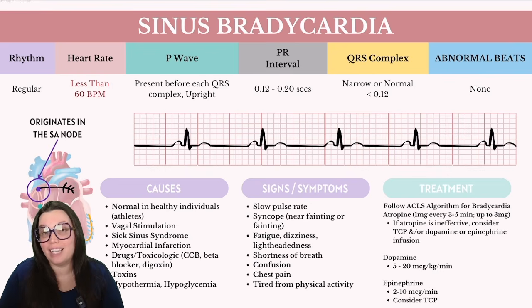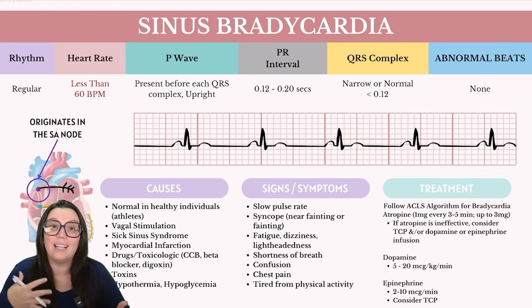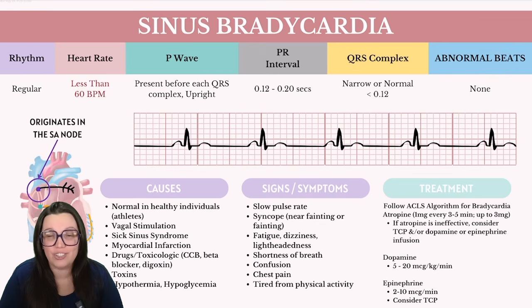If atropine is ineffective, you may see transcutaneous pacing, which are just pads that are put on the patient while they're awake to help maintain the heart rhythm. As always, this is really uncomfortable, so make sure that you give them some pain medication so that they can tolerate it. You may see additional things like dopamine and epinephrine infusions in case we need to again manage and stabilize that heart rate if all else fails.